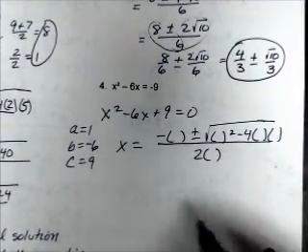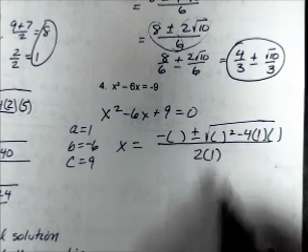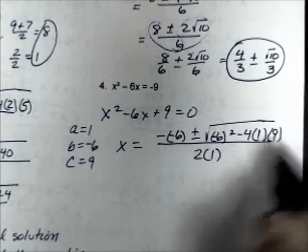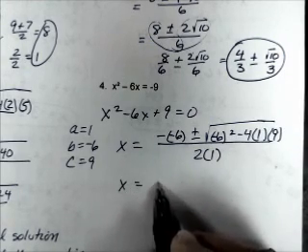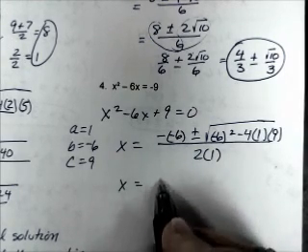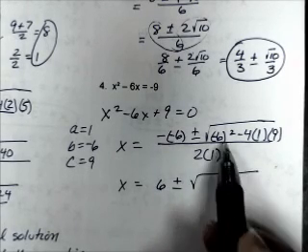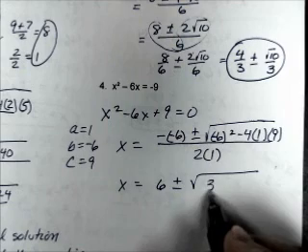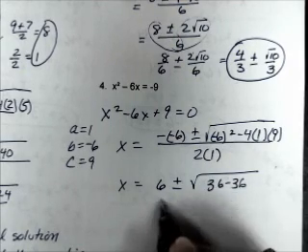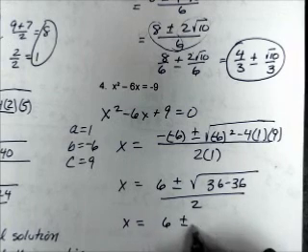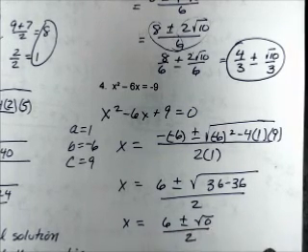Okay, so our A value is 1, and the B value is negative 6, and the C value is 9. X equals, again, a double negative is going to be positive 6, plus or minus the square root of 36 minus 36, all over 2. 6 plus or minus the square root of 0, which is 0.